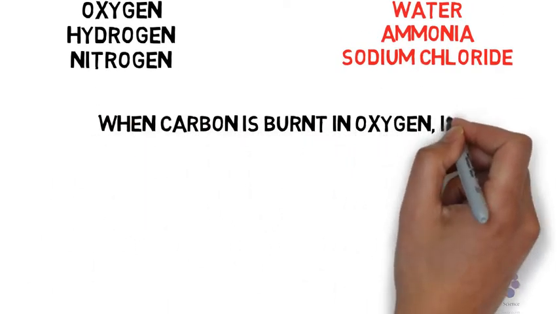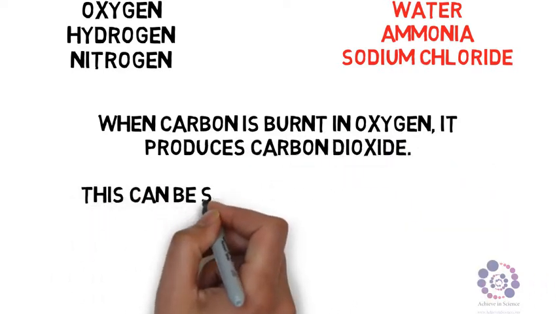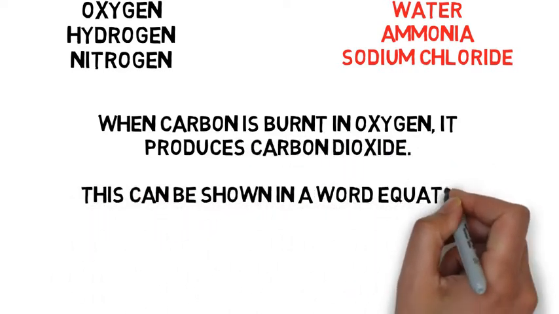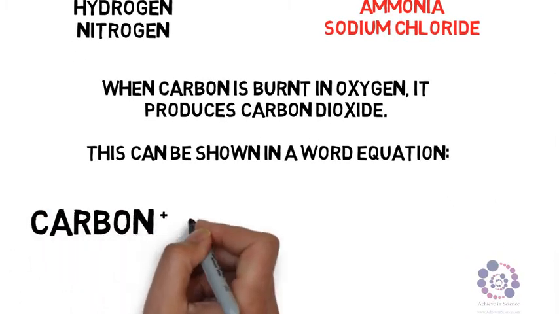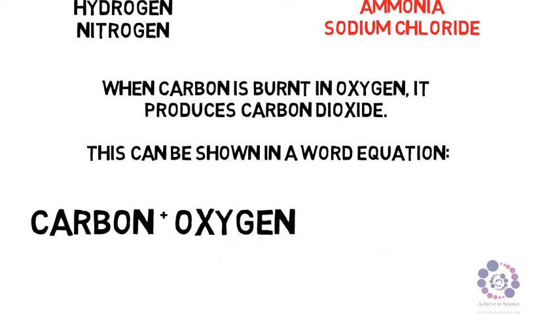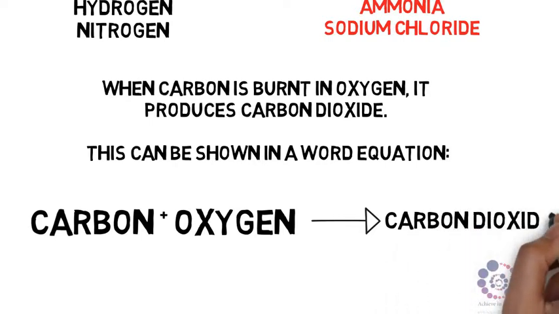So an example reaction would be between carbon and oxygen, which produces carbon dioxide. This can be shown via a word equation where the reactants are placed on the left of the equation, so carbon and oxygen. An arrow is used to divide the reactants from the products, and the product in this case is carbon dioxide, which is written on the right hand side.